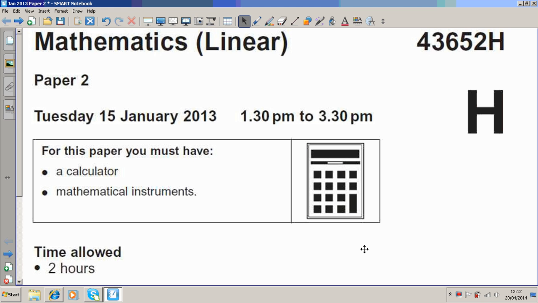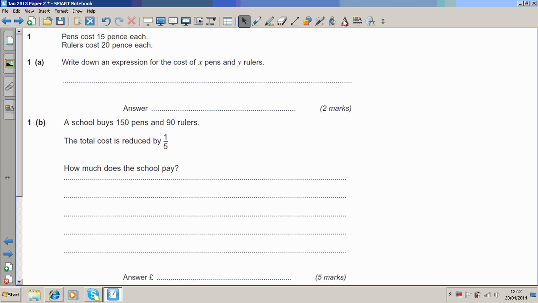Right then, January 2013, paper 2, calculator paper, 2 hours allowed. Write down an expression for the cost of X pens and Y rulers.